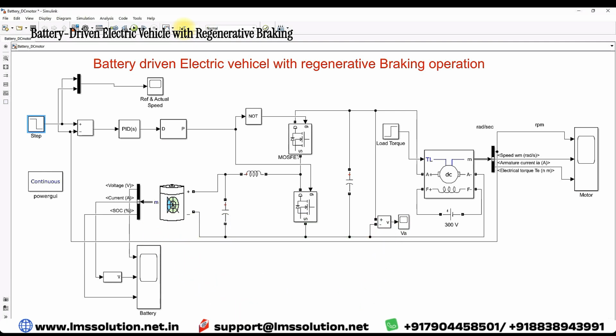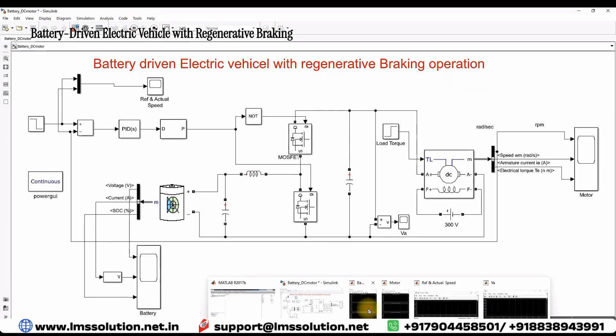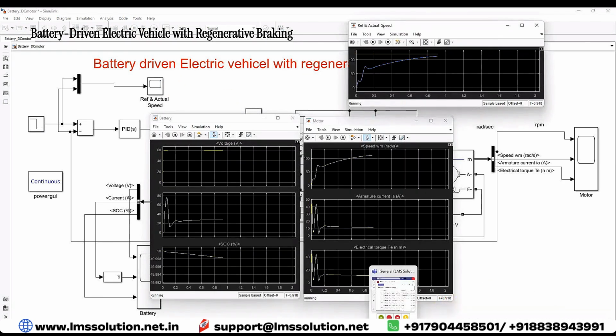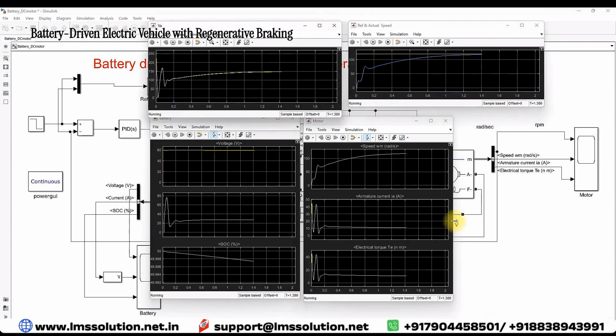So I'm going to take another 0.05 seconds. That means the regeneration will happen, as you can see, within a second. So that's why I'm making the time short. Now I'm going to simulate this same model, and then I'm going to explain in detail how that regeneration happens in the system while we are reducing the speed.